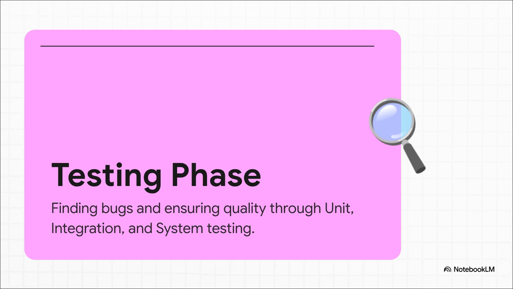But humans make mistakes, right? Which is exactly why the developer immediately hands the baton straight to the QA tester. Welcome to the testing phase. The tester's entire job is to literally try and break the app before the customer ever sees it. They run unit, integration, and system testing. Basically, they're going to try to crash the checkout cart by adding, say, 1,000 pizzas all at once, just to see if the app can handle the pressure.